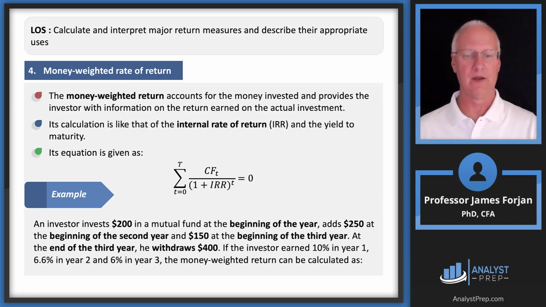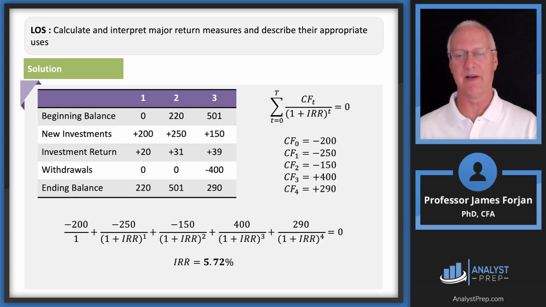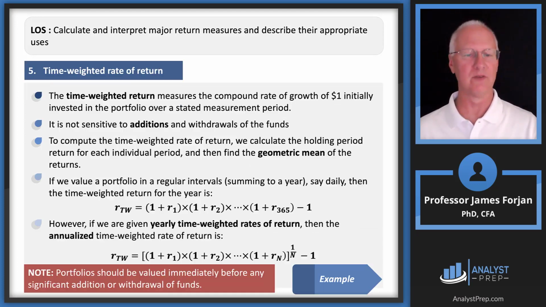Which, let me go back here. Notice that 10 and 6 and 6 and 6. Notice that that 5.72 isn't equal to any of those. In fact, it's less because it's a geometric return.